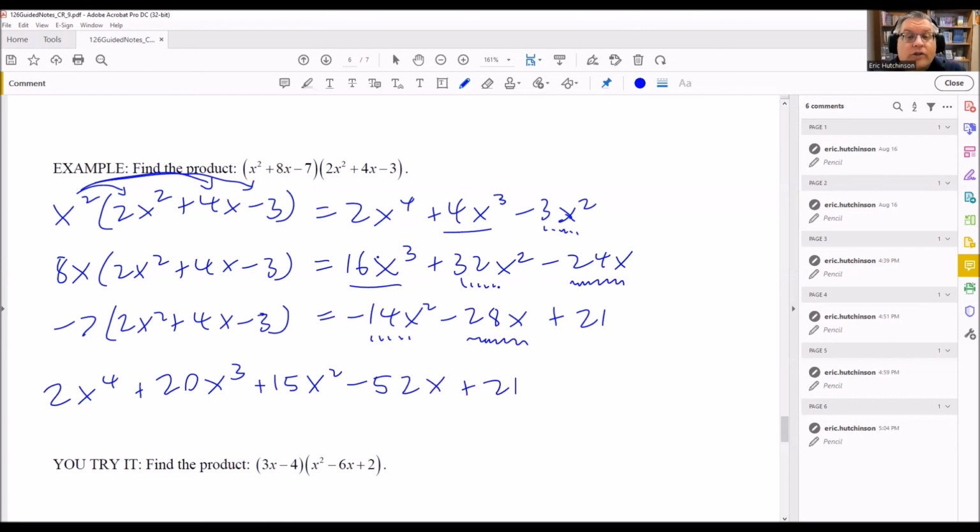So that right there would be your answer. Again, you're doing this in order from highest to lowest power, and that's exactly what we have right here.